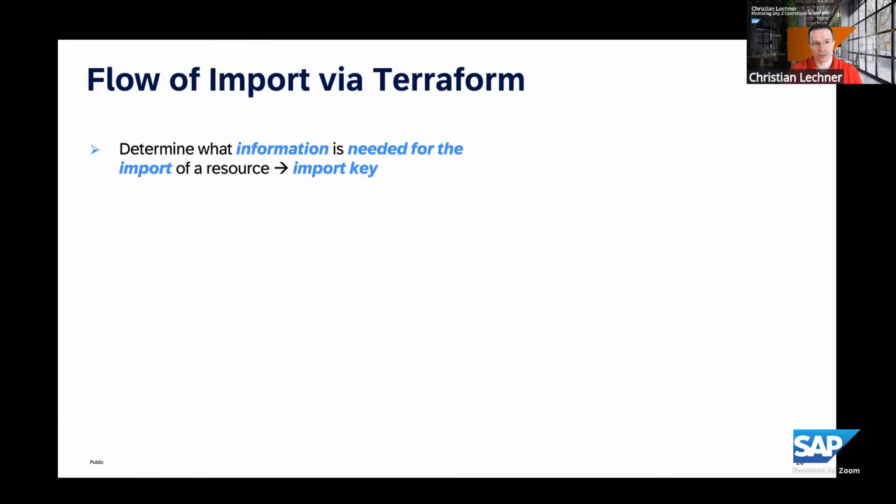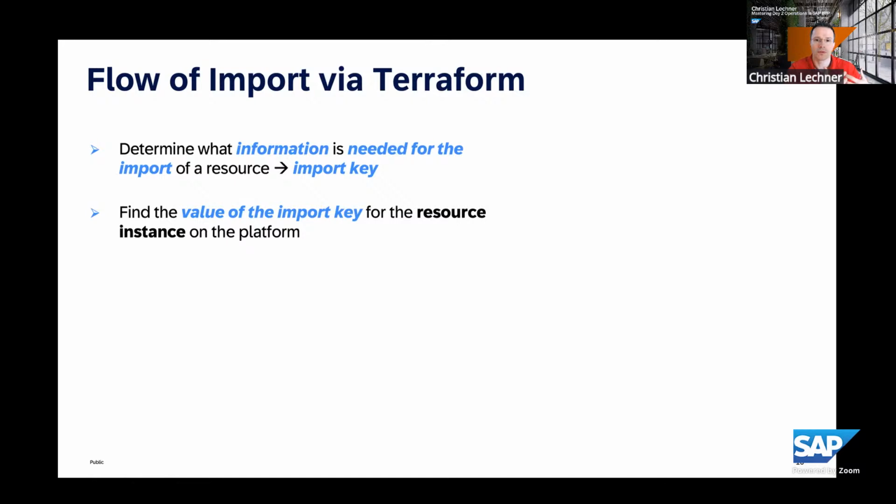Now, this flow consists of several steps in order to do that if you're using the Terraform CLI. The first thing that you have to do, of course, is to find out what information is needed in order to import a resource, which is the import key. So the key of the resource that is needed in order to tell Terraform, hey, I want to have this resource imported. Once you know what you need, you have to find out the value of the import key for the resource instance of the platform. So let's say you want to import a sub-account resource, then you have to find out which key is needed, which is the sub-account ID, and then you have to determine the value of the key. That's quite easy for the sub-account. That might be more complicated for other resources that have a combined key.